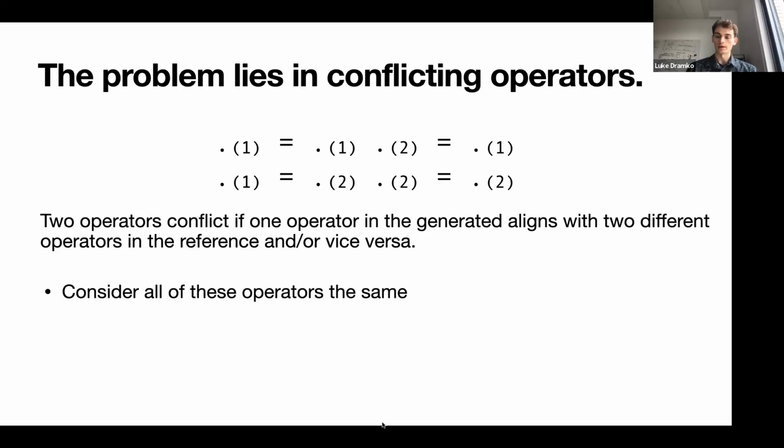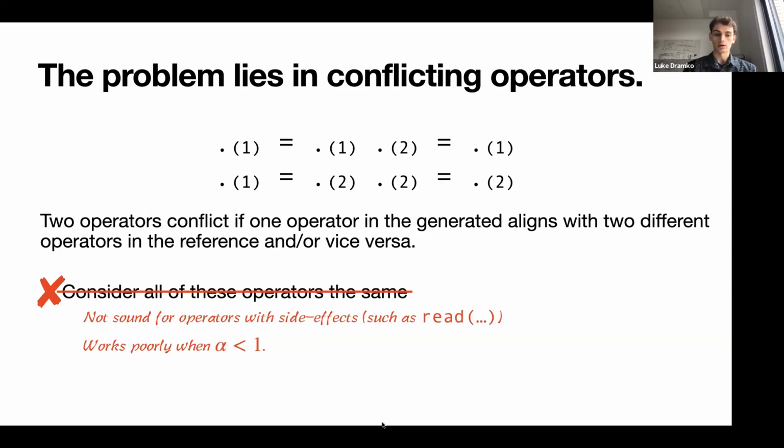Now, is this really a problem? After all, con.readable is con.readable. So maybe that's not a bad thing, right? Unless con.readable was modified. In this case, it isn't. So we could just consider all these aligned with each other, consider it the same. In general, you can't do this. This isn't sound for operators with side effects, such as read. And this works very, very poorly when alpha is less than 1. So we don't want to have two operators in the generated or two operators in the reference be considered the same thing.